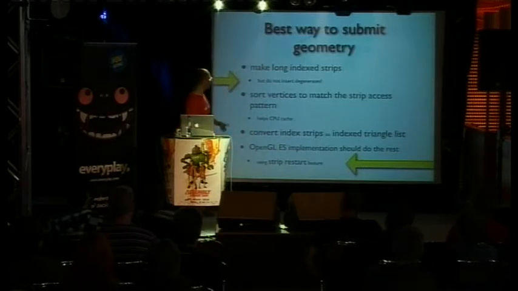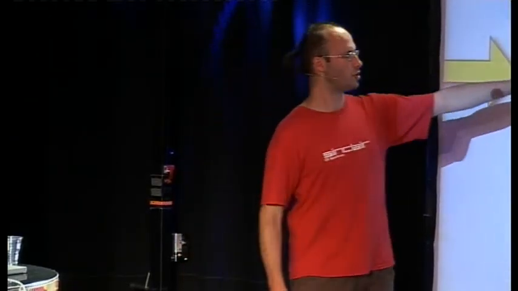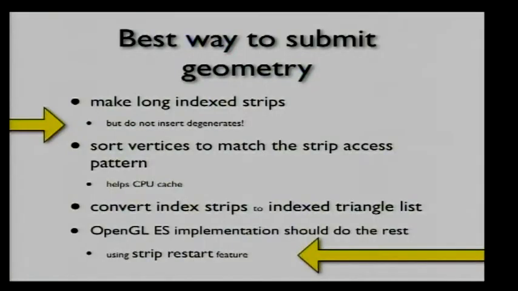So if you just create index strips from the start and insert degenerates there, you would lose about one vertex for each degenerate. It's a little bit more efficient if you do that as a triangle list, because then, instead of you putting two degenerates there, the driver will put a restart.